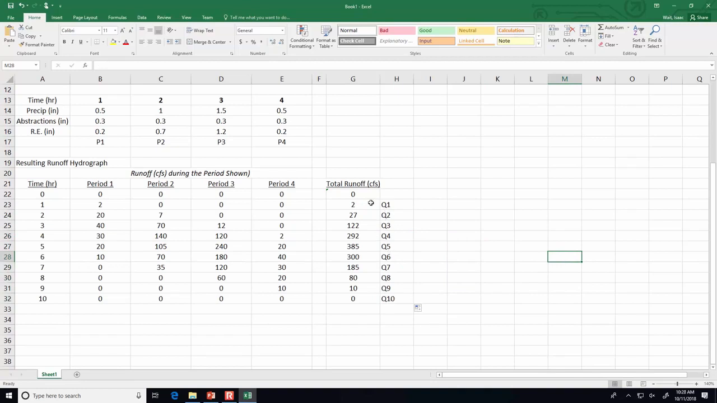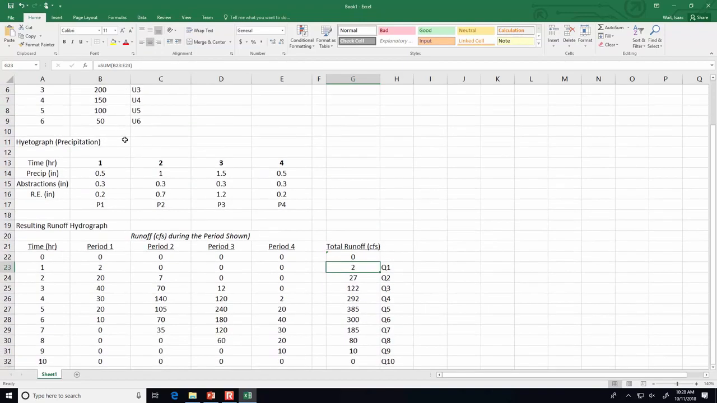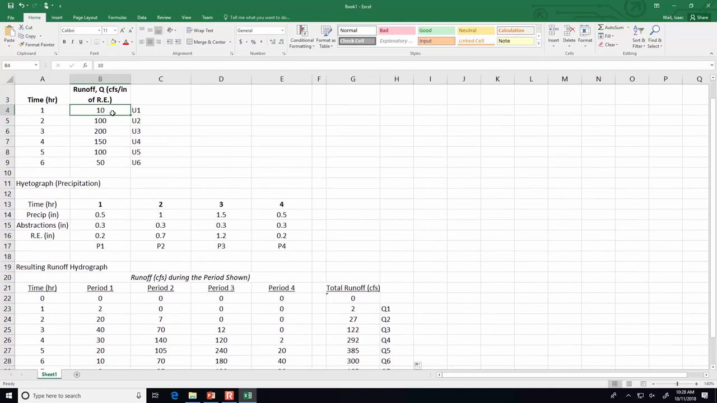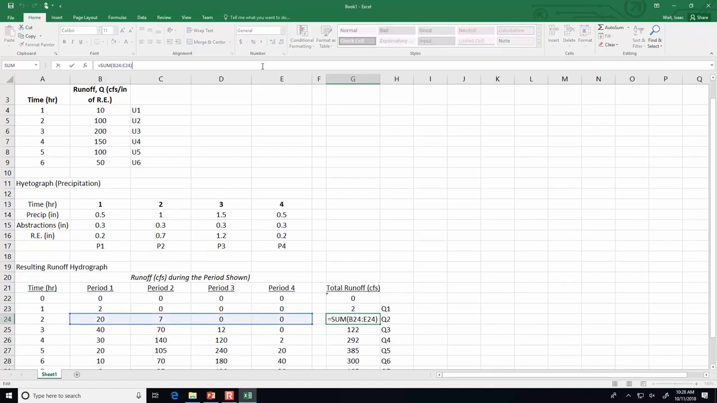So look at this Q1. What is essentially the equation for it? It was the result of U1 times P1. That's all that was in Q1. But Q2 was U1 times P2 and U2 times P1.